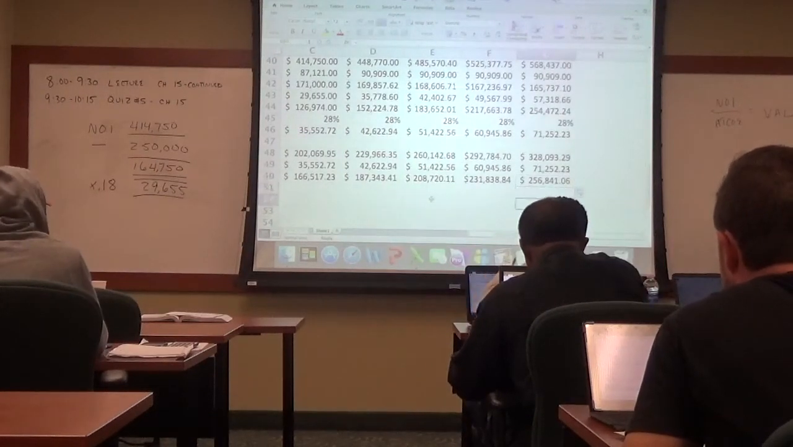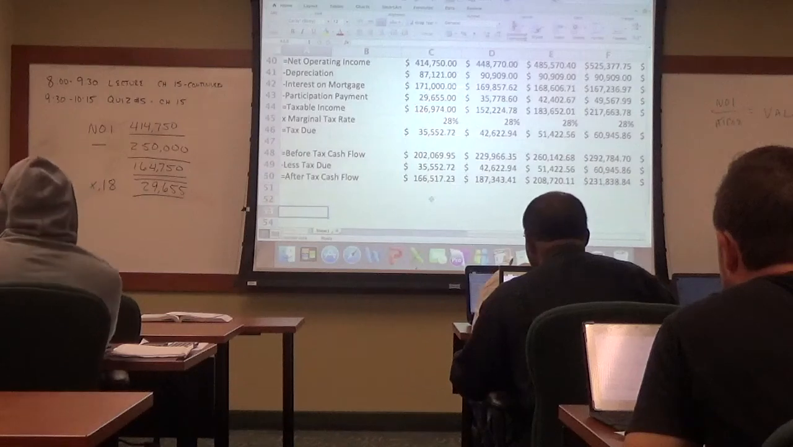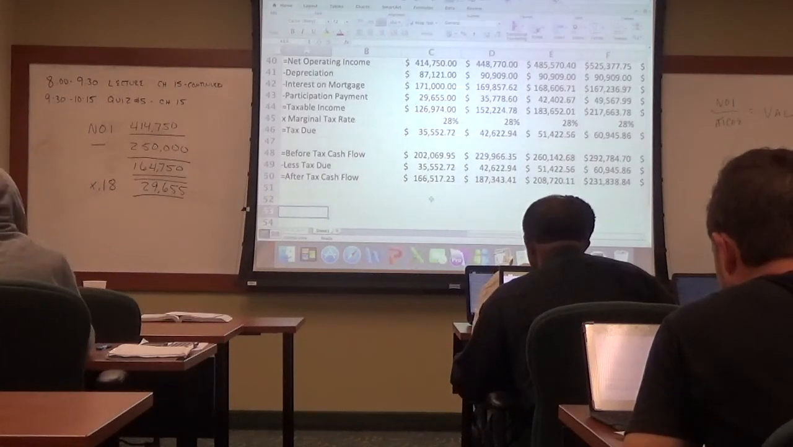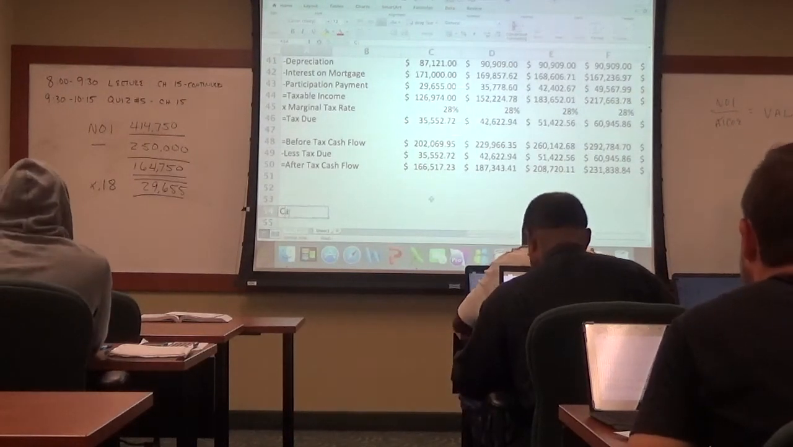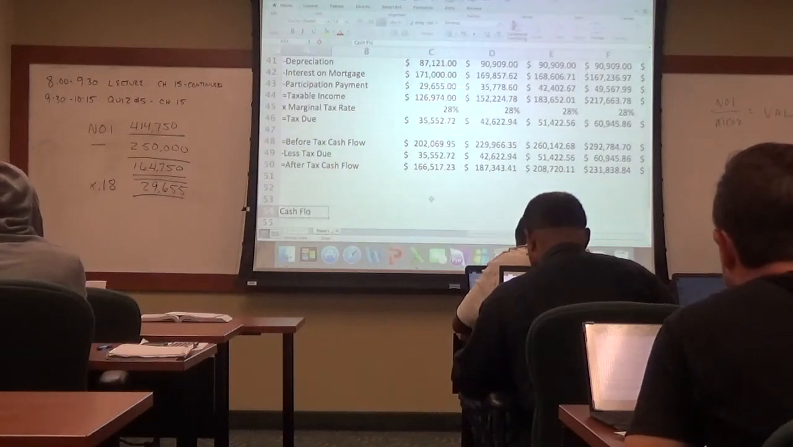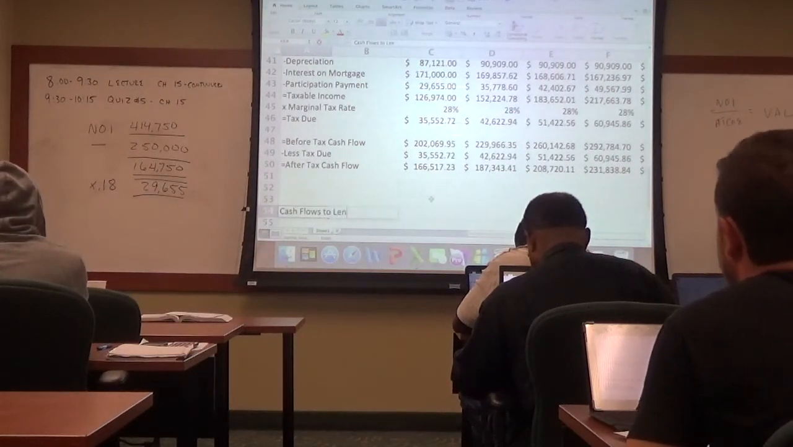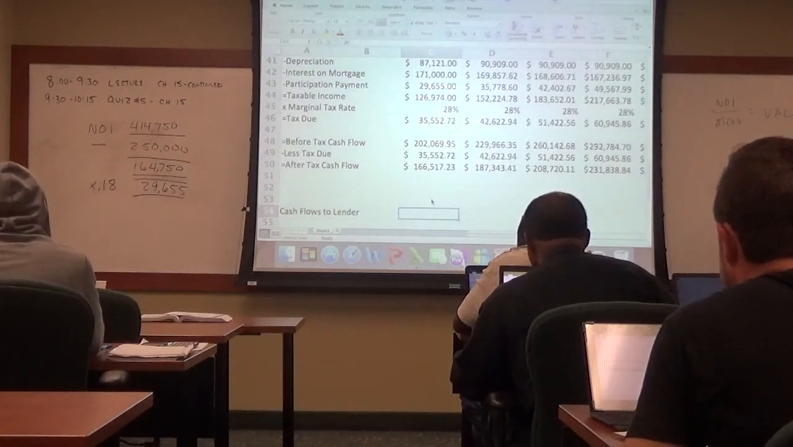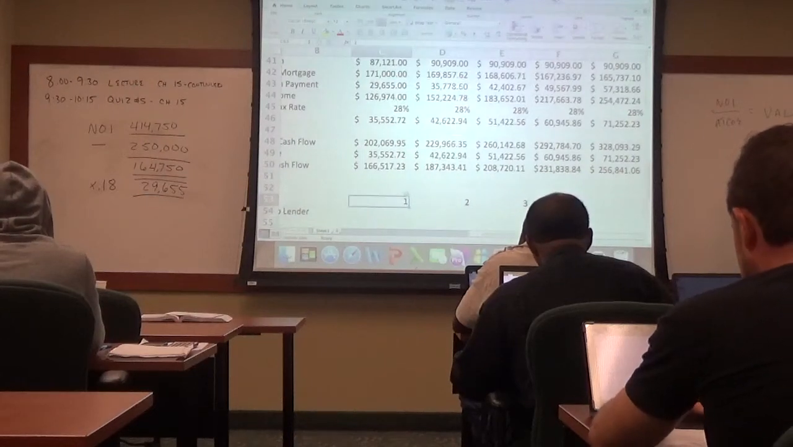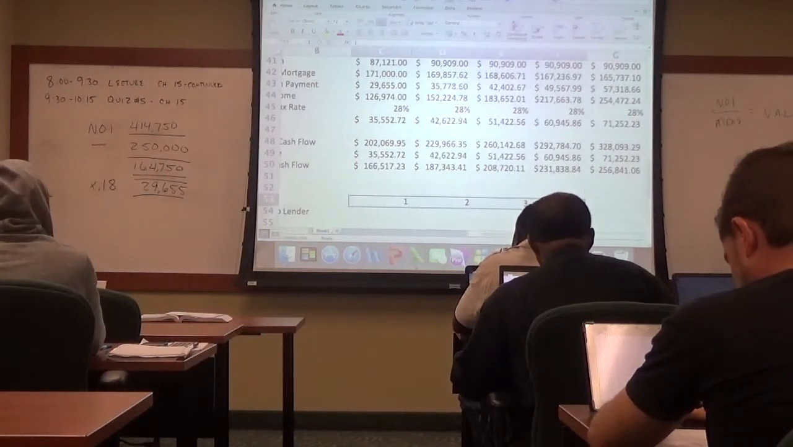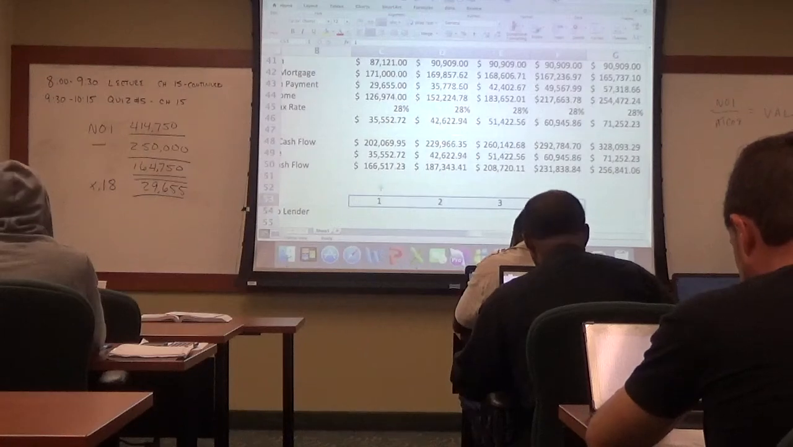Okay. Now the only other thing that they ask you to do in this particular problem is to calculate the cash flows to the lender. So I'm going to skip down to, just say line 54, and just type in cash flows to lender, and right above that, I'll just put in year 1, year 2, year 3, year 4. There's only 4 years that we're doing this for, just to be consistent with what they've got there.